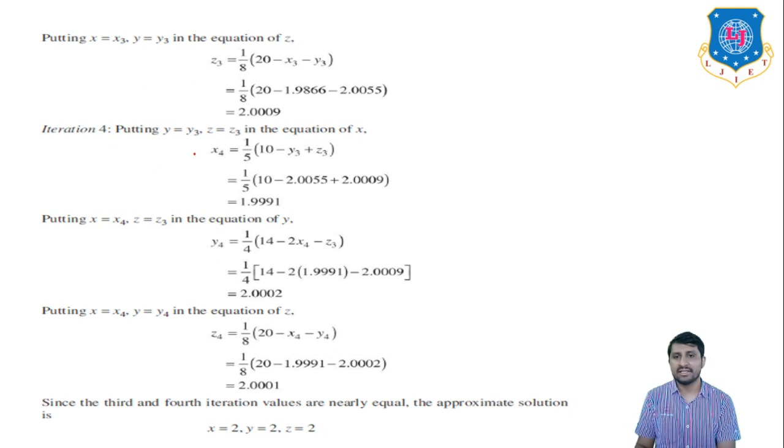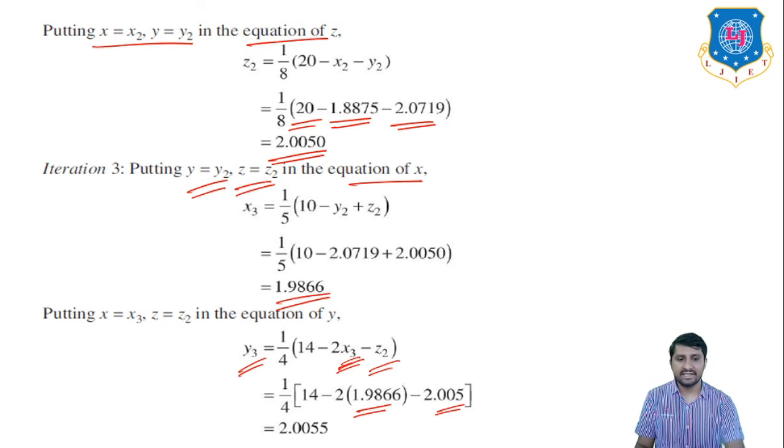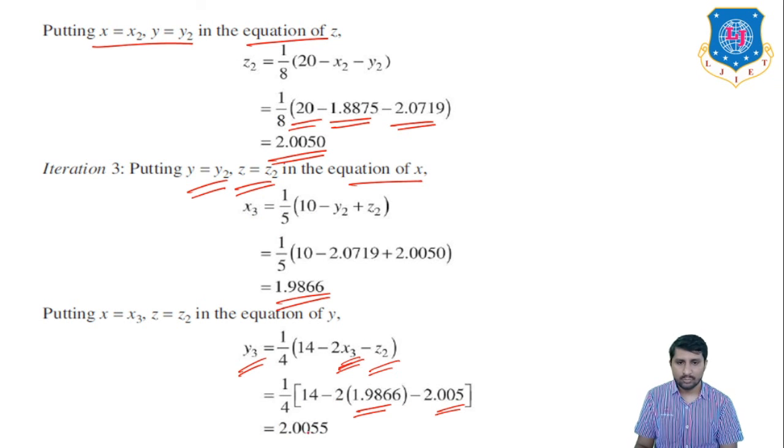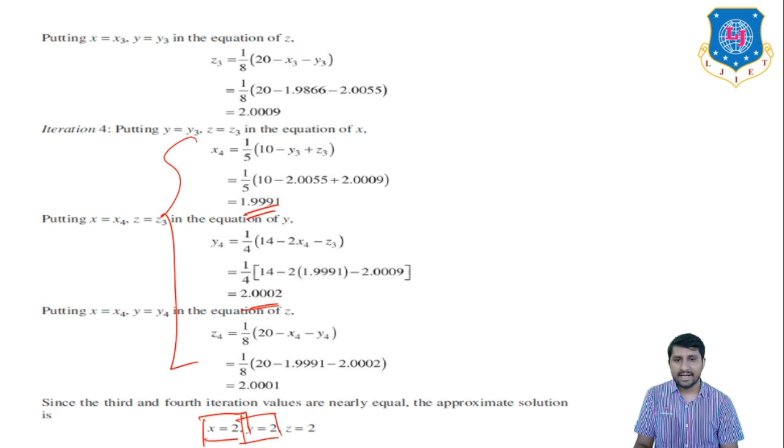So up to the fourth approximation, x4, y4 and z4. x4 is almost 1.9991, and what is the value of x3? That is 1.9866. So almost equal. You can say the value of x is 2. The value of y is also 2, and here you can see 2.0055. And the value of z is also 2. So the values of x, y and z, all three of them are 2. So that you can easily check.